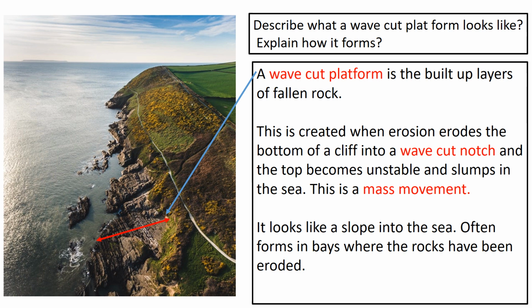Now explain. This is created when erosion erodes the bottom of the cliff into a wave-cut notch, and the top becomes unstable and slumps into the sea, often weakened because of weathering. This is a mass movement. It looks like a slope into the sea as it falls, and often these are formed on bays where the rock has been eroded and collapsed and built up this platform.